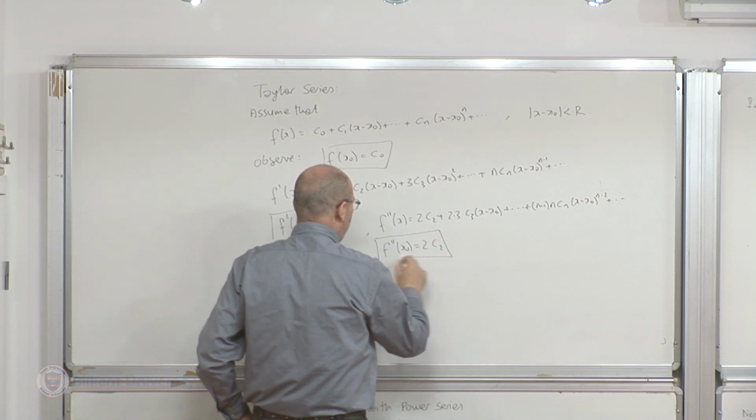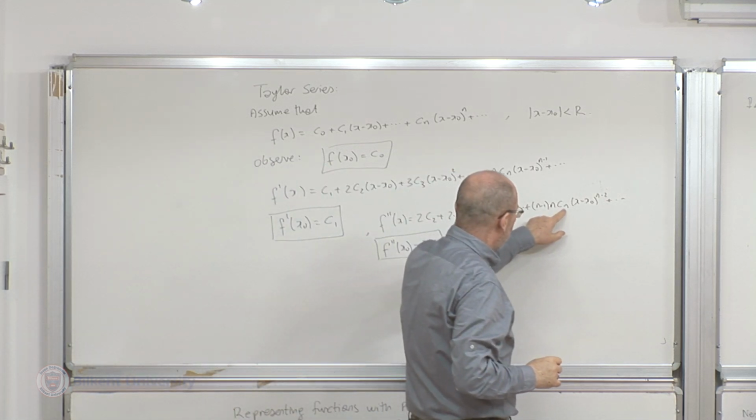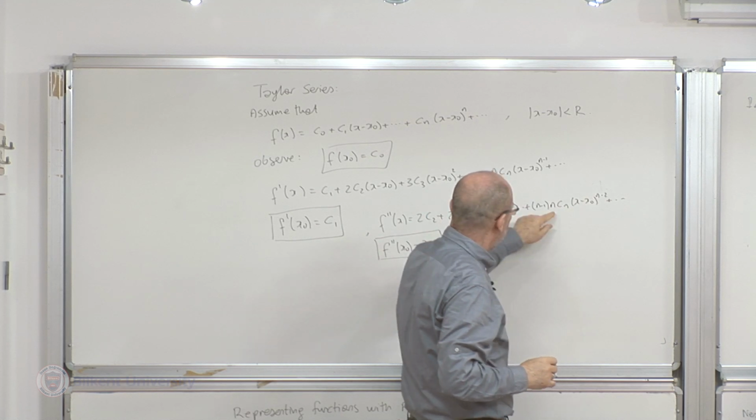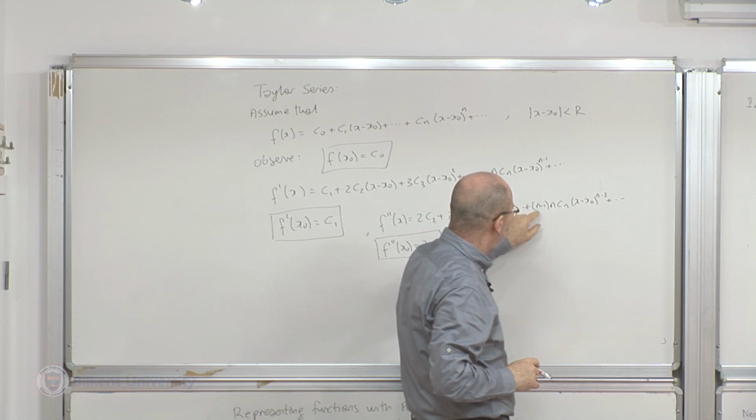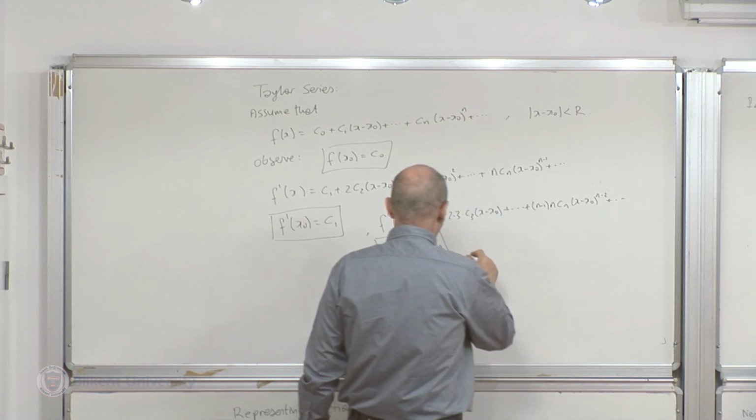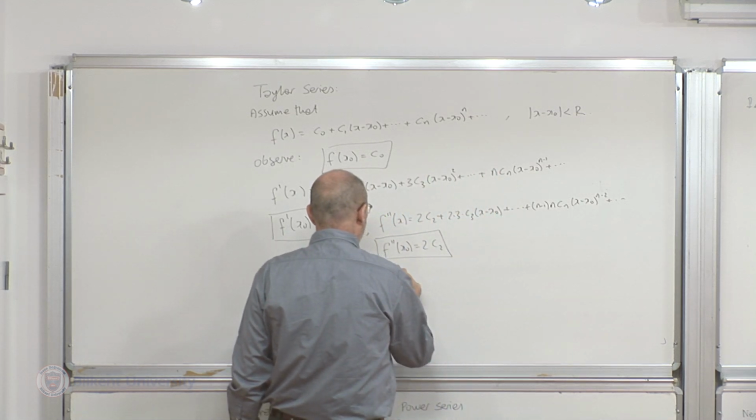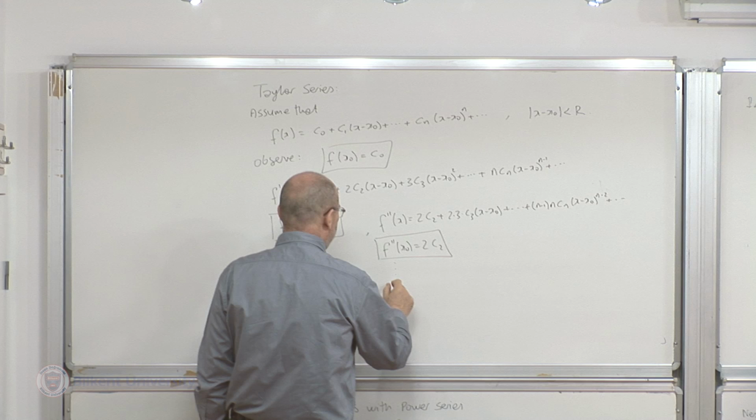Okay, so until I get here, I have to take n derivatives. If I take the nth derivative, I'll have n factorial here. Okay, so we patiently do these things, and we see a pattern.